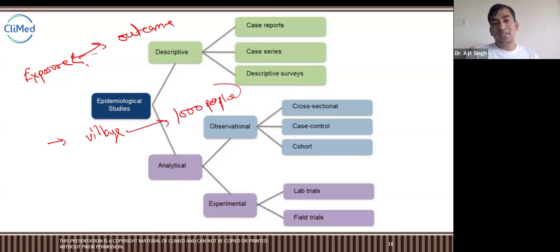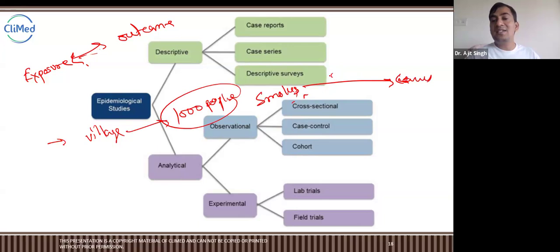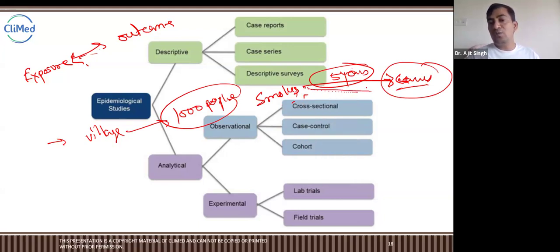Guys, carefully understand that you found 10,000 people who are smokers, and you want to check how many of the smokers will develop lung cancer in 5 years. You are doing a study in smokers and you are finding the outcome, like in 5 years how many will get cancer. And if you want to establish that, you will be taking non-smokers also.